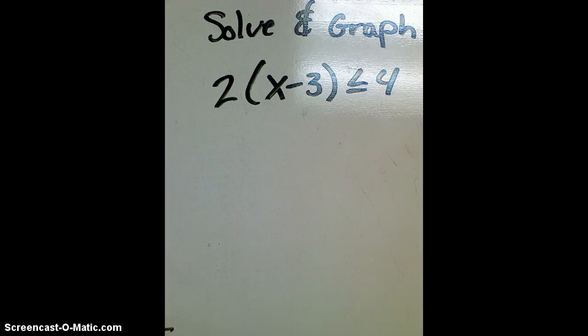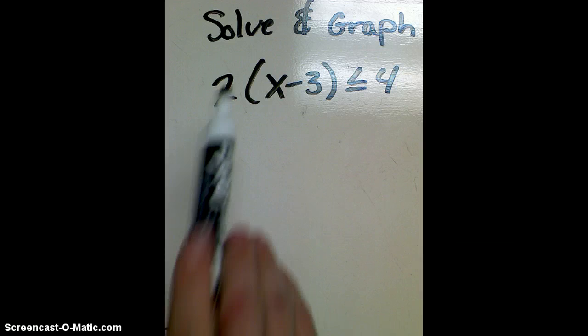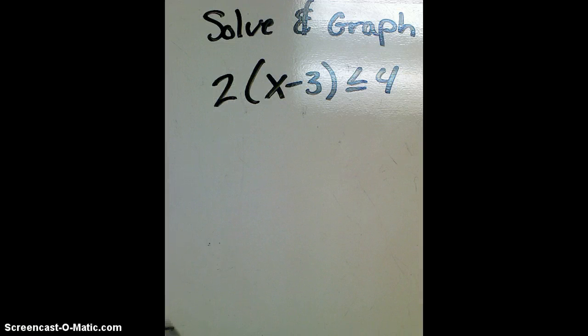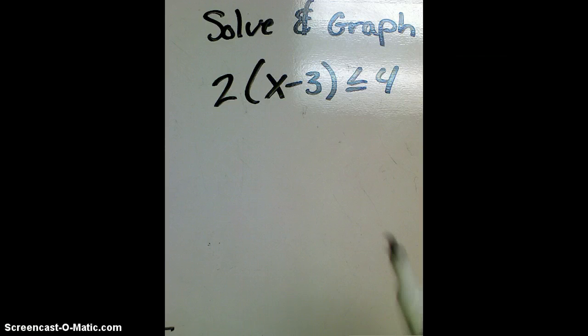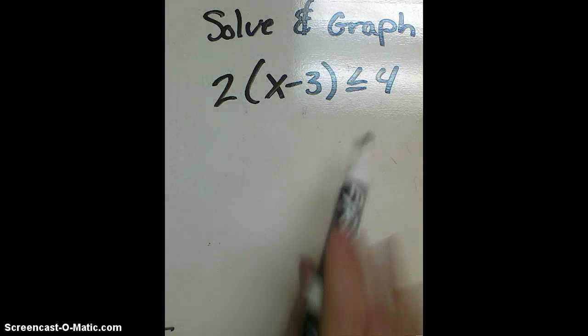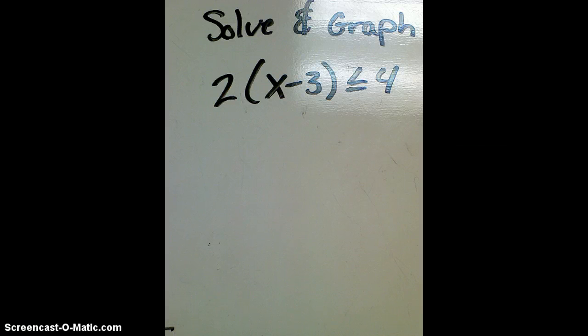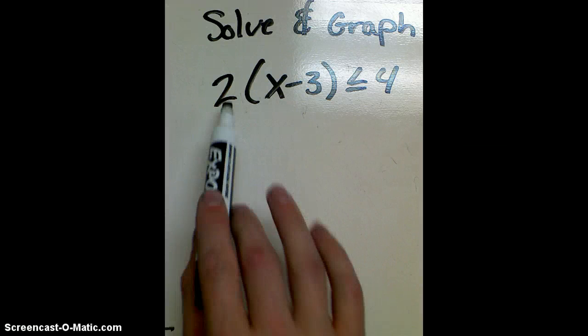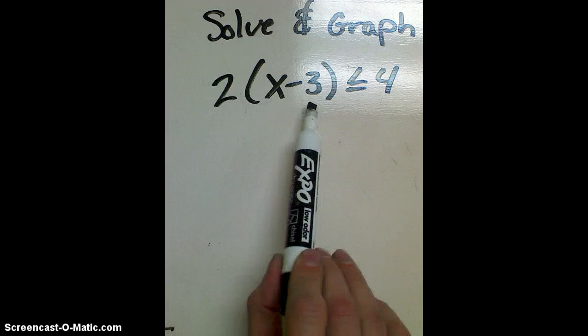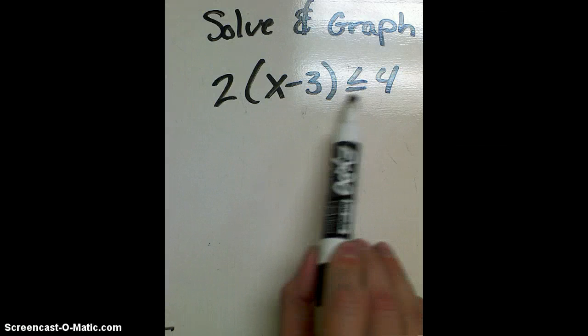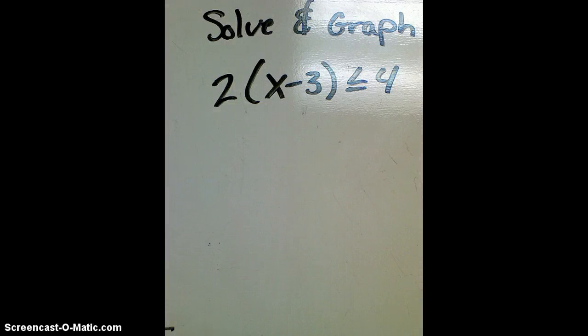All right, here we are solving and graphing an inequality. If you remember, solving means that we're going to try to get the variable, in this case the x, all by itself. And the graphing, in this case, is just one variable, so the graph will be a number line. First, let's look at the problem: 2 times x minus 3 is less than or equal to 4. There's a couple ways you could go about doing this.